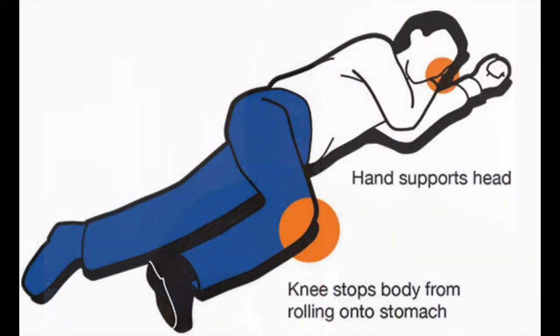Once you administer the first dose, take the nozzle out of the person's nose, and then put that person into the recovery position. This is what the recovery position looks like. You want to make sure that their leg is at a 90-degree angle, supporting their body so the body does not roll onto their stomach. You also want to make sure their hand or arm is supporting their head.